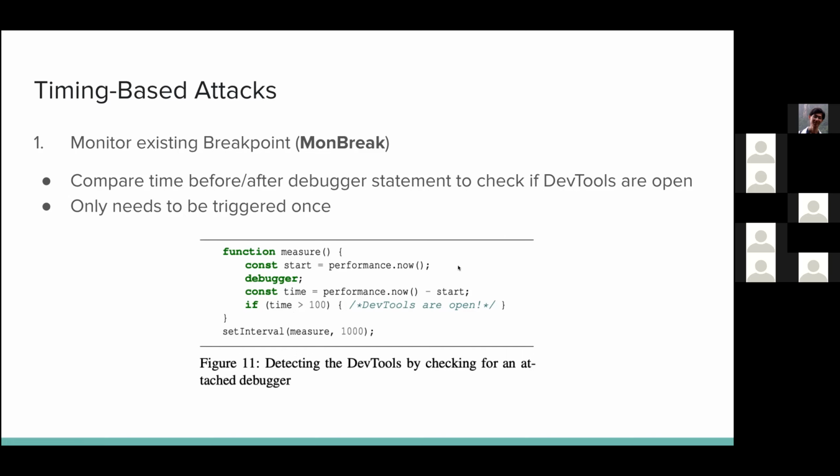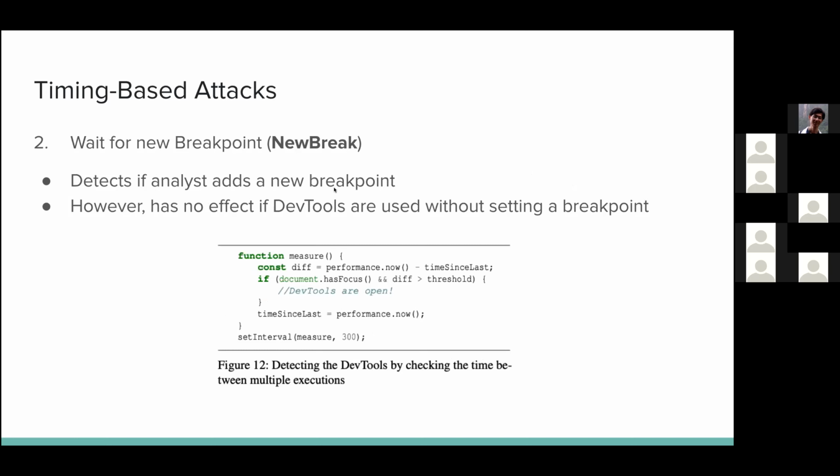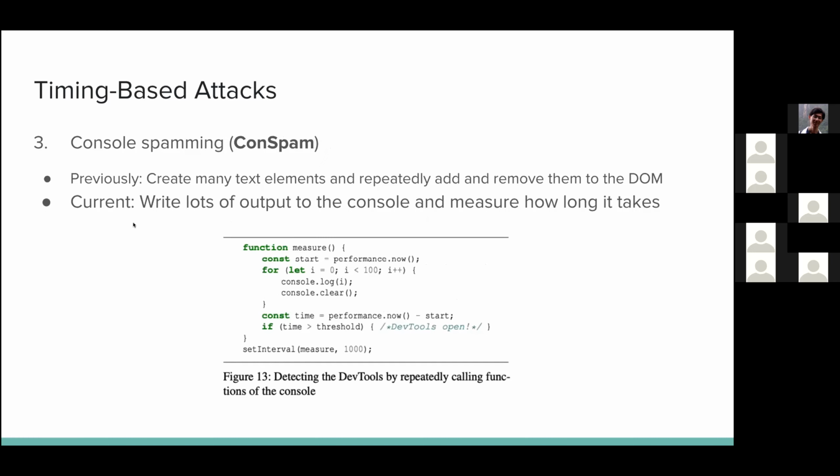The second technique is similar, but it only detects if the analyst adds a new breakpoint to the document. It also compares the performance difference and checks whether it exceeds the threshold. But this has no effect if the developer tools are used without setting a breakpoint. Then the last one is called console spamming. There are a few variations of it.